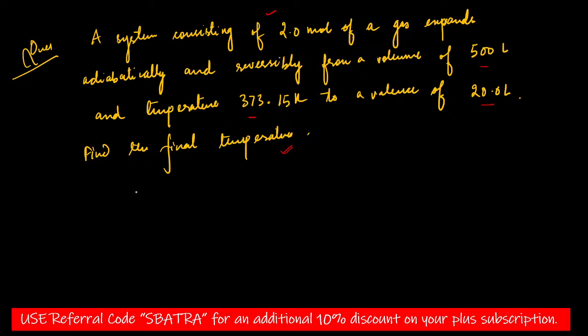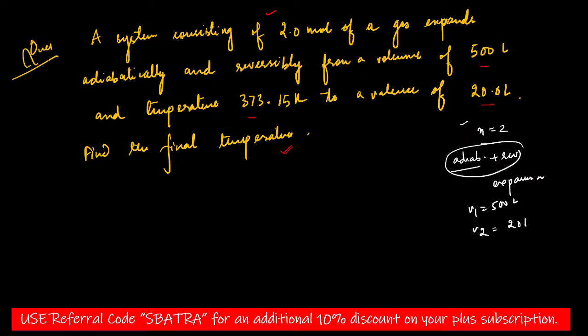Alright, so let's solve this question. Let's see what is given. A system consisting of 2 moles of an ideal gas, so n is equal to 2. It expands adiabatically and reversibly, so the process is adiabatic plus reversible, and it's an expansion. From a volume of 500 liters, V1 is 500 liters and V2 is 20 liters. Then the temperature is given, 373.15 kelvins. So all these values have been given to us.